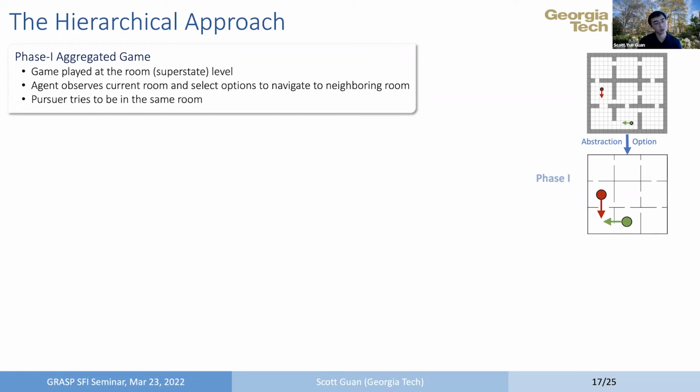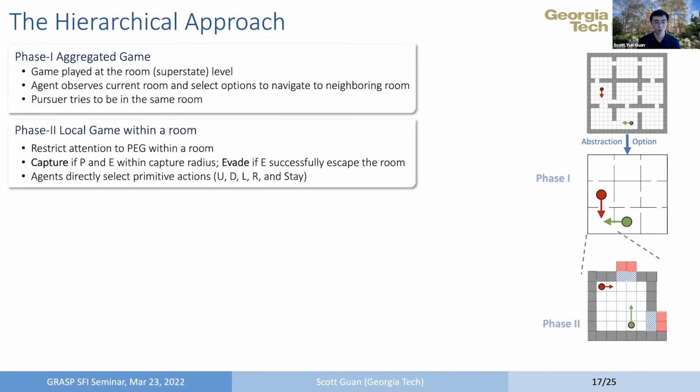So the goal of the pursuer here is to be in the same room as the evader. And then when the two agents are in the same room, we transition to a local game that is restricted within a single room. So the local pursuit-evasion game has a restricted state space within a single room, and the local game ends with a capture if the two agents are within the capture radius, and the evader evades if it successfully escaped the room without being captured. And then in this game, the agents directly select their primitive actions: up, down, left, right, and stay. And then if we actually have an escape from the evader, then the game transitions back to phase 1.